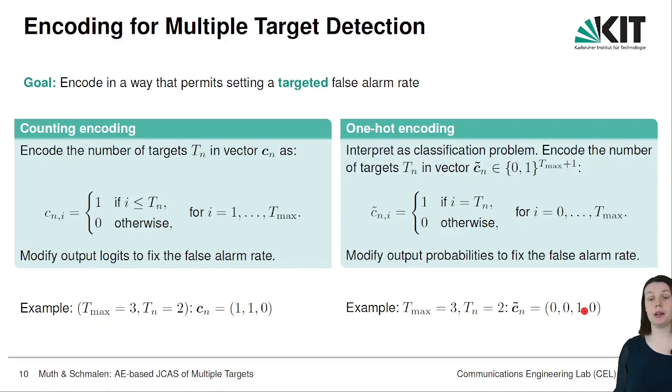As you can already see, our encoding vector gets shorter with our method, and we will see which other effects this has. One big difference is that for the counting encoding we can smartly modify our output logits to really fix our false alarm rate. For one-hot encoding, the only way we had for fixing this was to modify the output probabilities, which means that we cannot really get to the raw data.